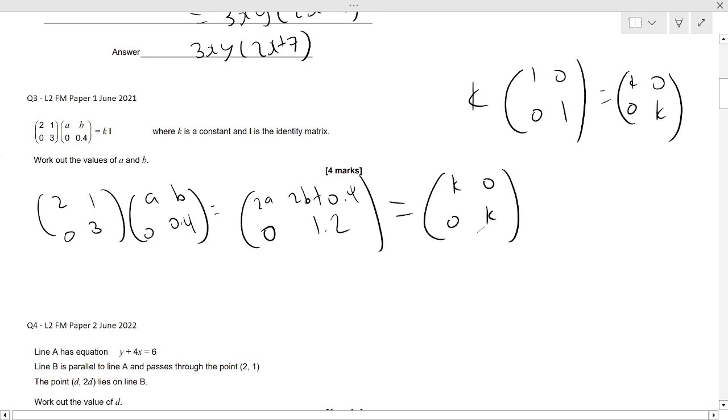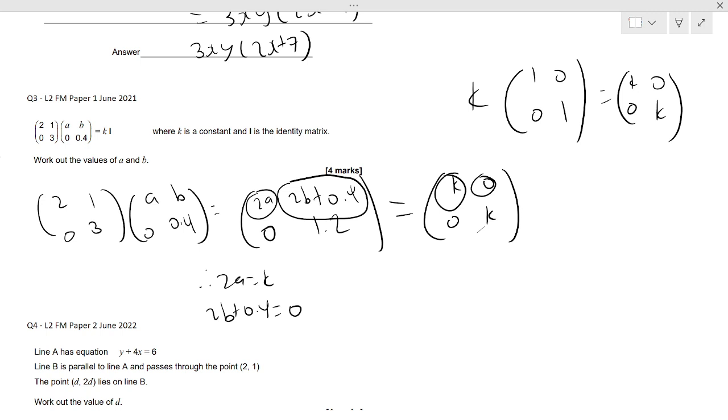Cool. Now we can just compare the entries. I can gather from the first entry that 2A has to equal k. Then with the second one, I can deduce that 2B plus 0.4 is 0 for the second entry. But actually, I can then get B from this, can't I? Because I can solve it. So that means 2B is minus 0.4, so then B would be minus 0.2 by dividing by 2.